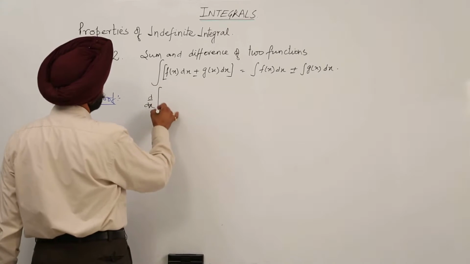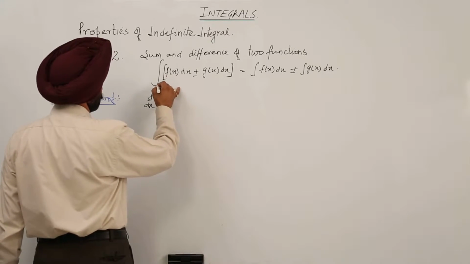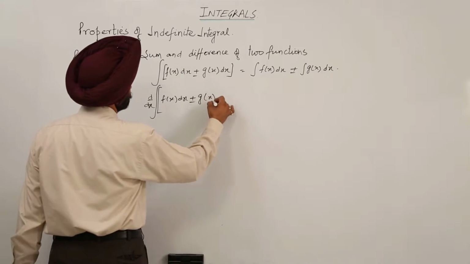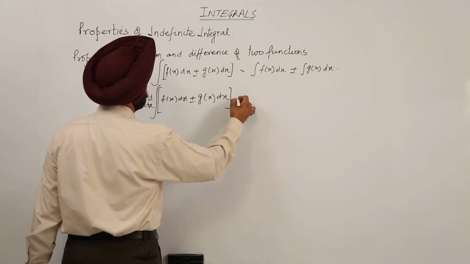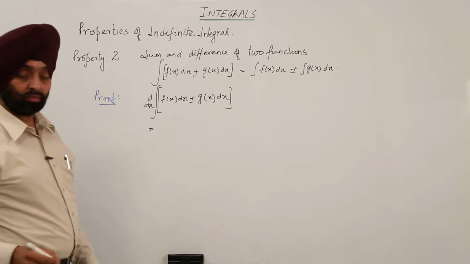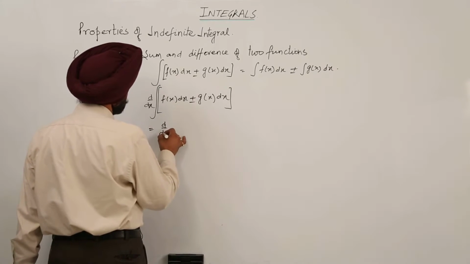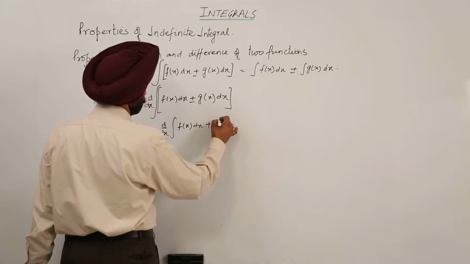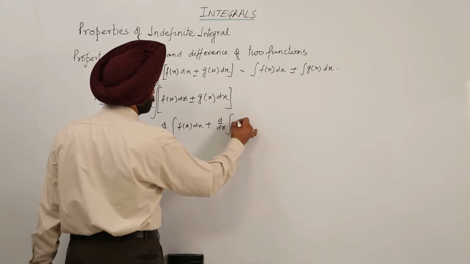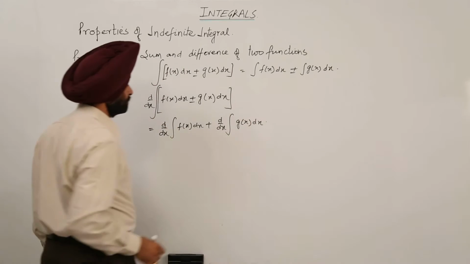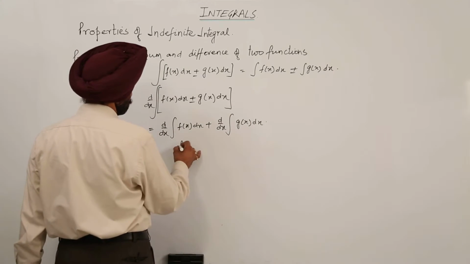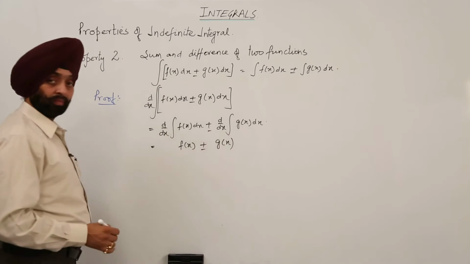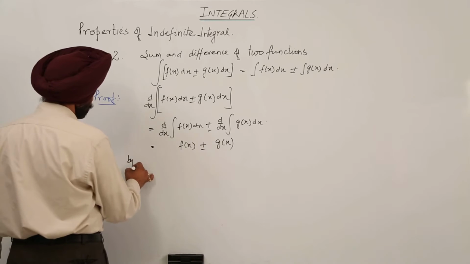d by dx of integration of f(x) dx plus minus g(x) dx is equal to, now we have differentiated this one, now we can write it d by dx, then integration of f(x) dx plus d by dx integration of g(x) dx, or this is equal to what? f(x) plus minus g(x).